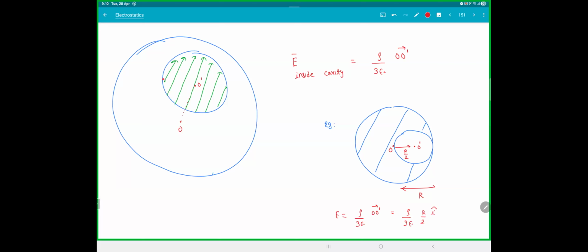I think it's an old PYQ, I guess, no? Yeah. All clear with this? That's one model left. It's a standard model.